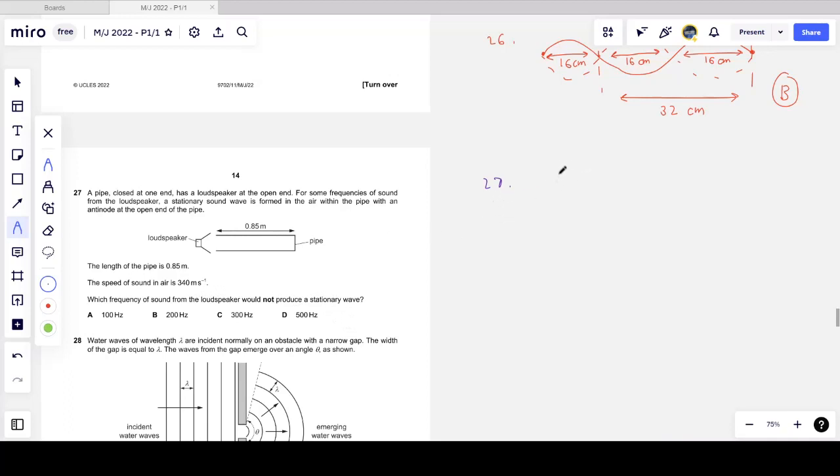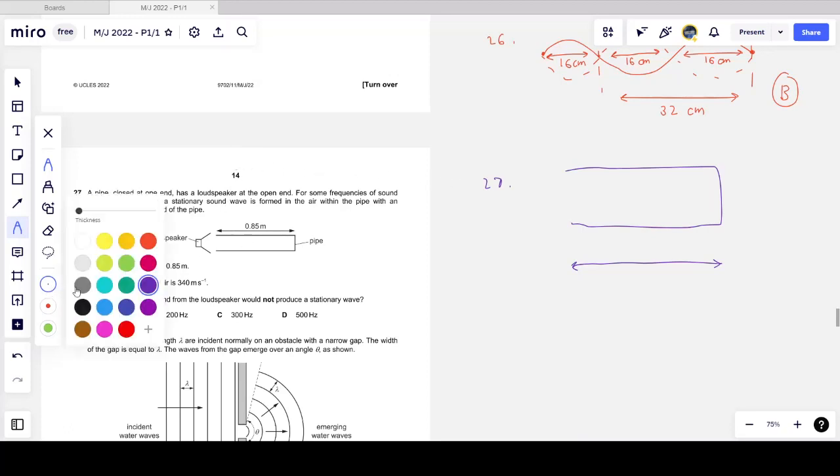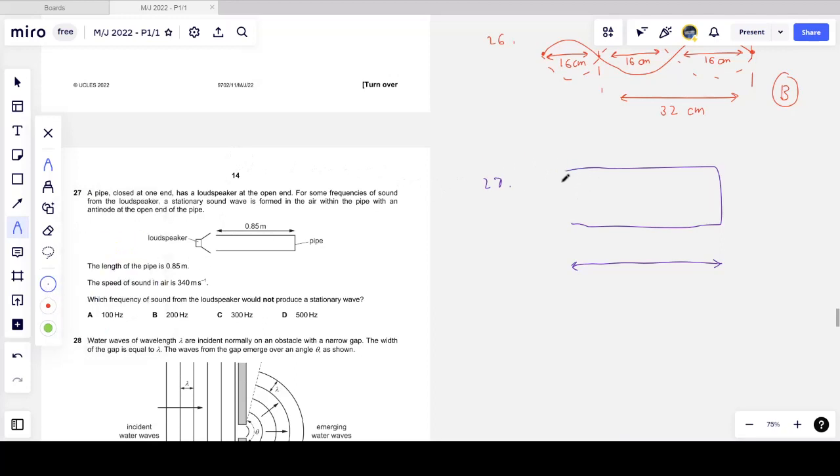Okay, so let's draw a diagram of what's happening. So here is my pipe. I'm going to assume that this pipe has a length L. Now, some frequencies, so the loudspeaker's dialing through frequencies, some frequencies are going to generate a standing wave and other frequencies are not. And I want to know which frequencies will generate a standing wave. So remember, I have a standing wave when an antinode is formed at the open end. So I could have the simplest case occurring where there's an antinode at the open end.